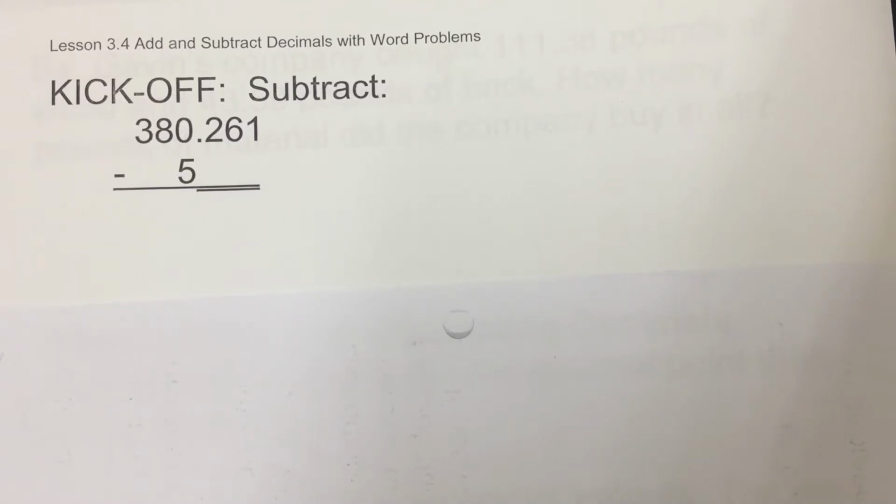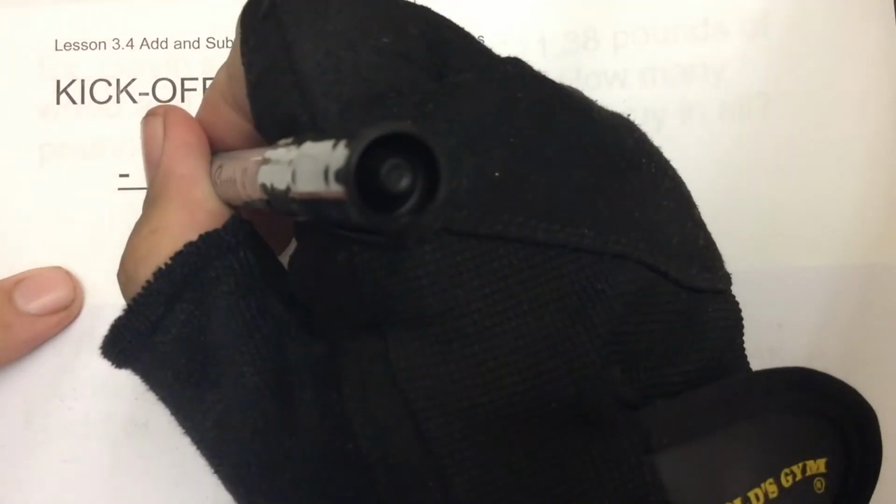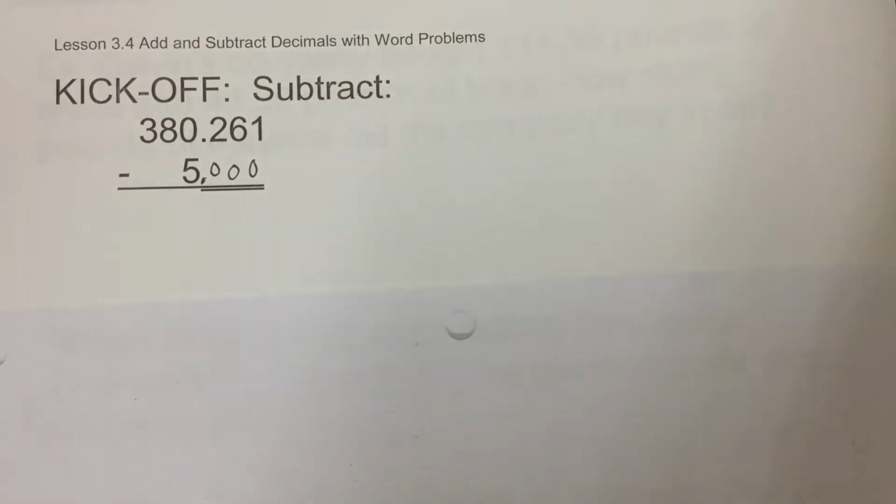All right. So, lesson 3-4, add and subtract decimals with word problems. So, we've been adding decimals, we've been subtracting decimals. We're going to get into setting up the full equation, working with word problems today. But before we do that, let's subtract this. Remember, first thing you do, make sure things are lined up. So, this 5 here, we'd put our decimal, we'd add in our zeros, and then we're going to subtract.